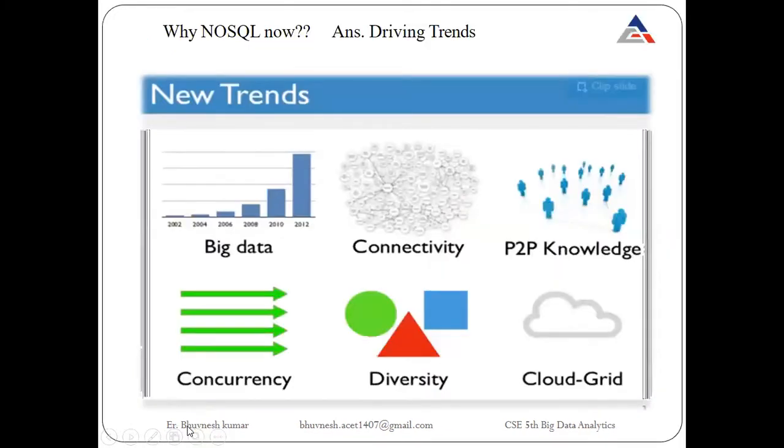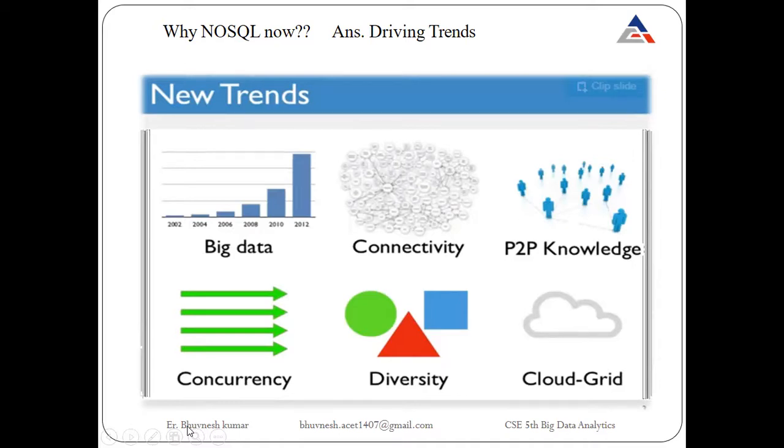Further, why NoSQL now? Driving trends are there. Volume is increasing; data is increasing day by day. For that, the NoSQL concept is added, and the big data concept is added. Connectivity is increasing; networks are increasing day by day. We are moving from IPv4 to IPv6, the internet protocol, because networks are increasing day by day. So for that we are using the NoSQL concept also.